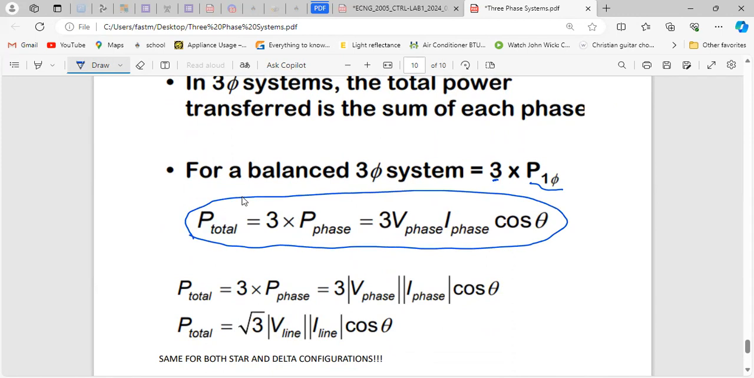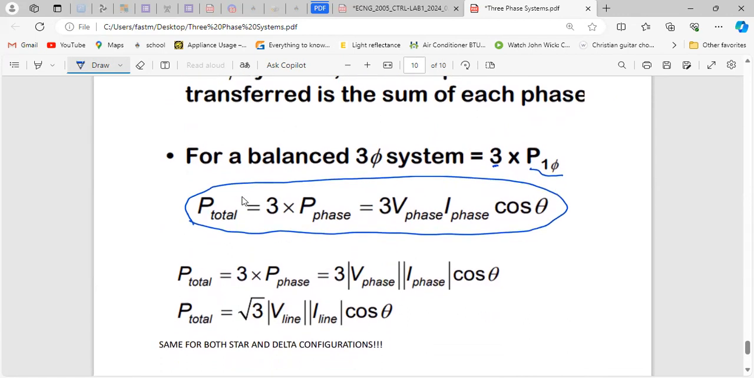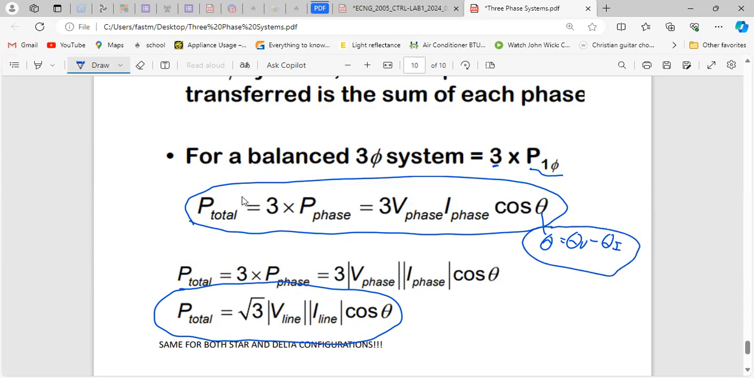So if they were to give you V phase and I phase, you could get the power, yeah? And then the equation with respect to a line is this, yeah? It's the same for both configurations. So once you remember it, you're not going to forget. Theta is the angle between your phase voltage and phase current, something like a power factor angle. Yeah? So that's what theta is.